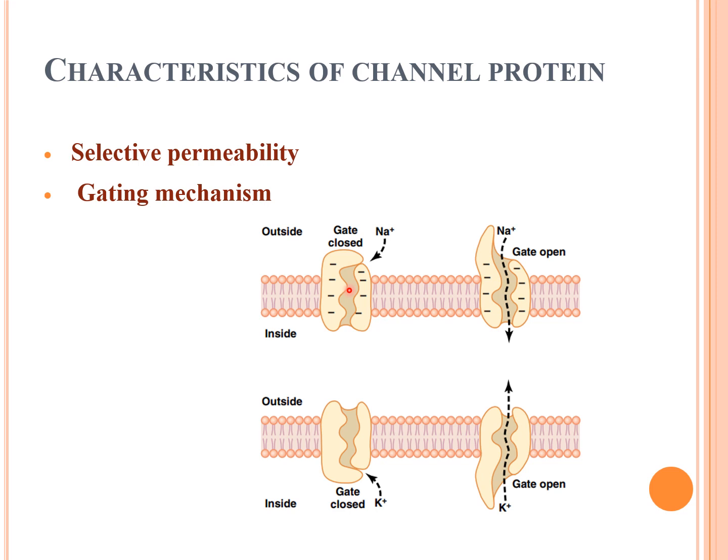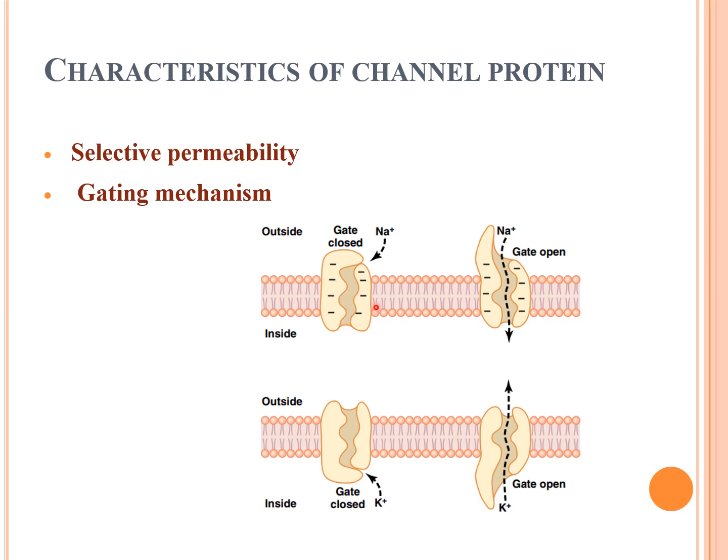According to the gating mechanism, that is, the opening or closing of the gated channels, these gated channels are classified into three different types: voltage gated channels, ligand gated channels, and a third type which is called mechanically gated channels. And what is the meaning of voltage gated channels? It means their opening depends on a change in the voltage.